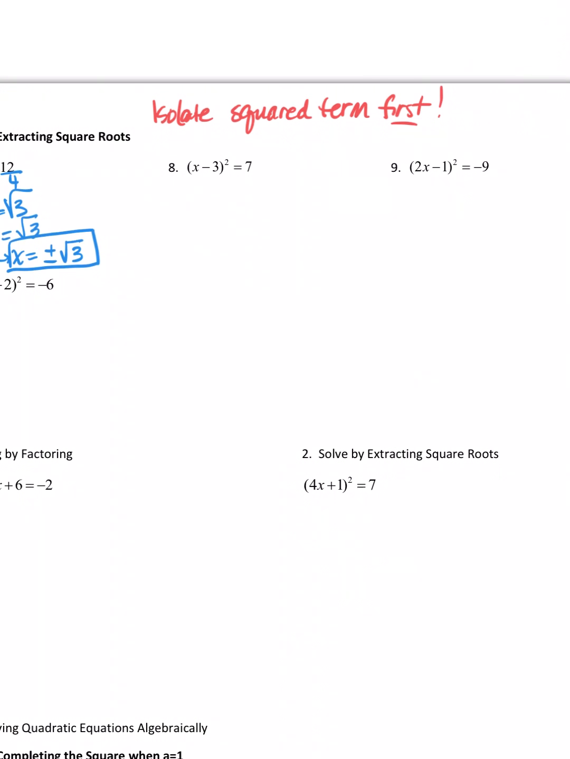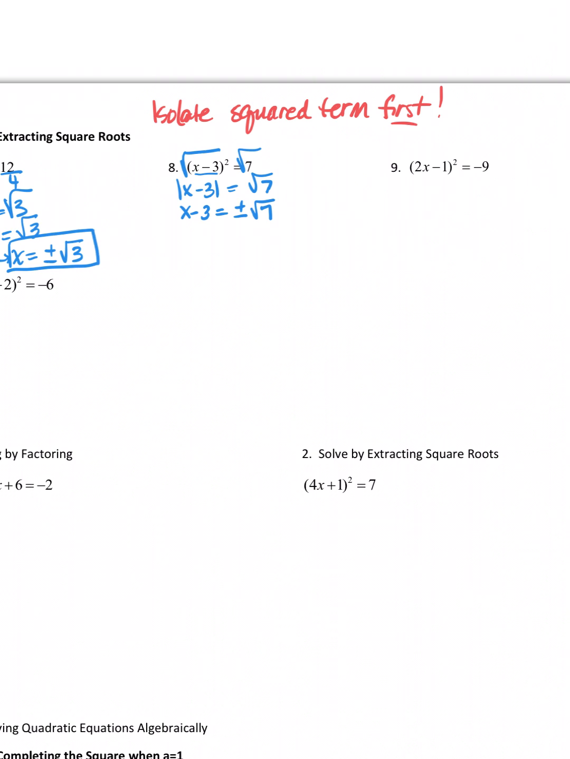Let's look at another one, number 8. Isolate the squared term first. Well, this whole thing is squared. That 1 out here is not a problem. We're just going to leave it be. So we've done the isolating part. Now we just take the square root of both sides. Same rule applies. When you take it out, you have to put it in absolute value bars and then get rid of the absolute value bars by rewriting it as a plus or minus square root of 7.